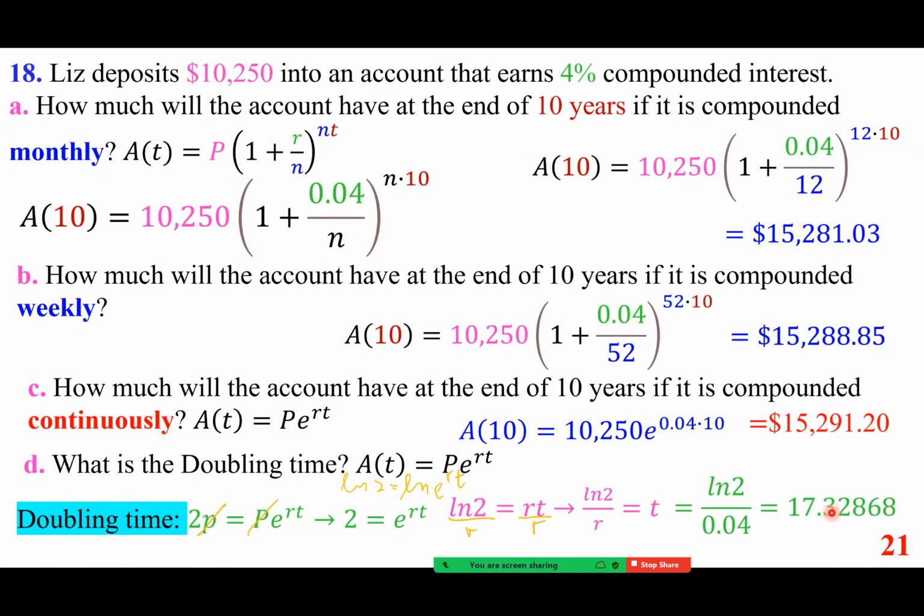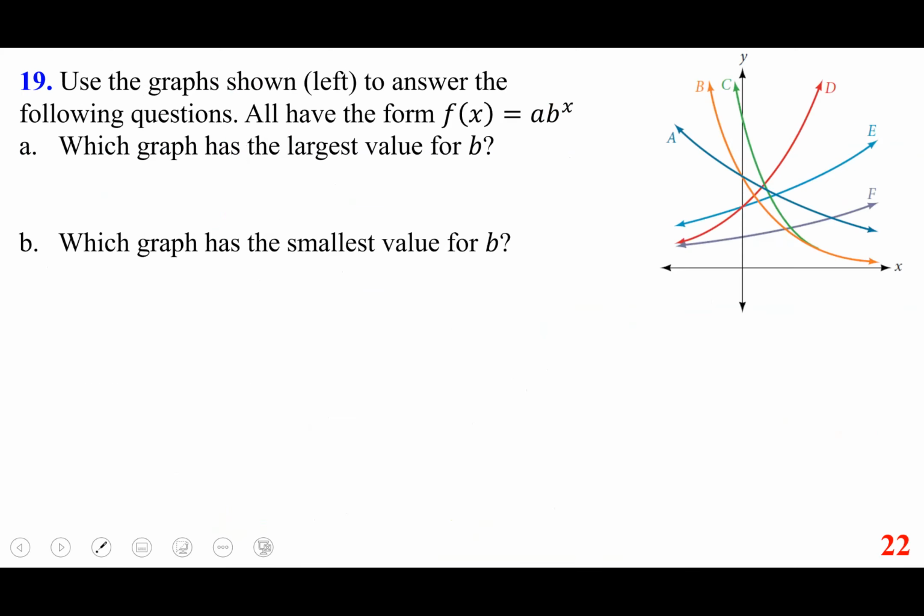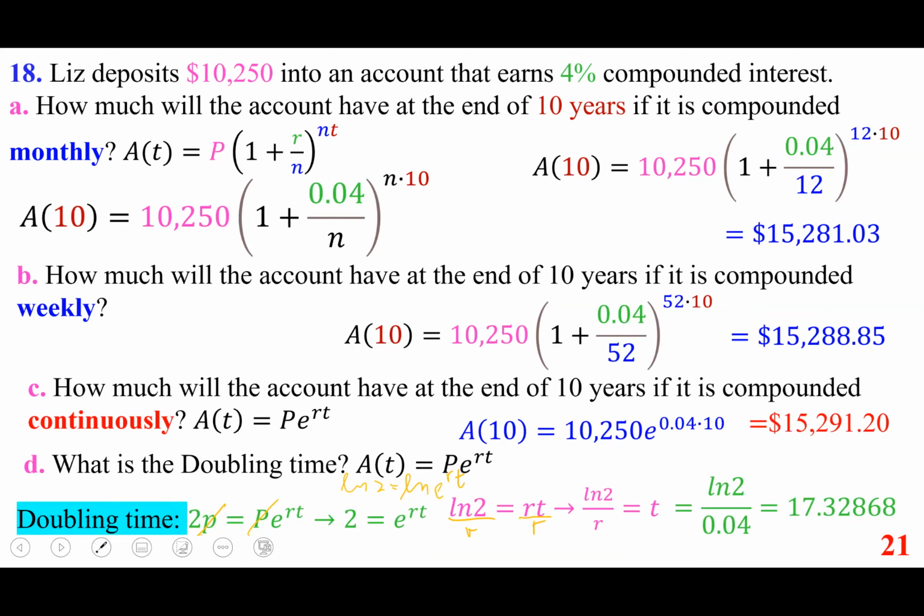Could you re-explain D? I'm not sure how you got from 2P to P e to the rt. That's the formula that we have. A of t equals P e to the rt. This is the continuous compounding, right? So A of t equals P e to the power of rt. Here's the formula for compounding continuously. And we use that for part C.